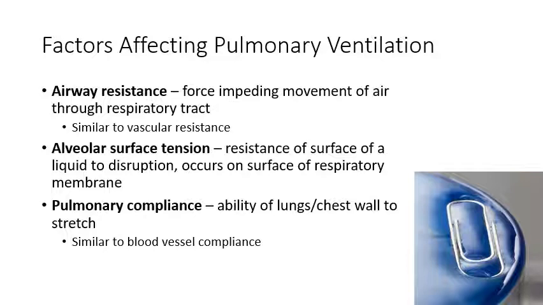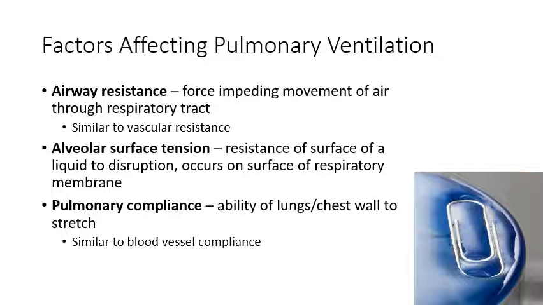So you have to maintain the surface tension at kind of a low level in order to have enough pulmonary ventilation. And then last we have pulmonary compliance, which is similar to blood vessel compliance. Blood vessel compliance is the ability of the vessels to stretch to accommodate more volume of blood. And pulmonary compliance is the ability of the lungs and the chest wall to stretch to accommodate a greater volume of air.